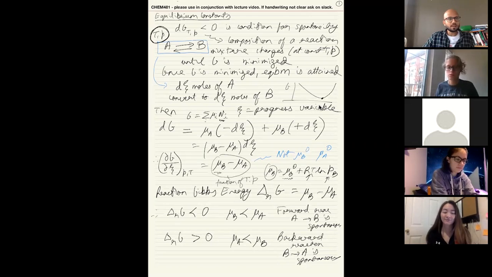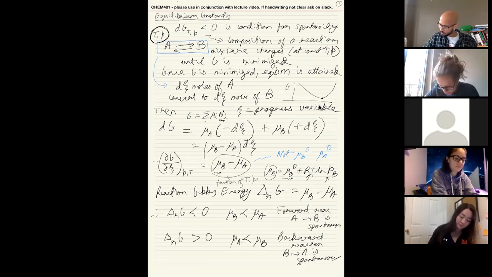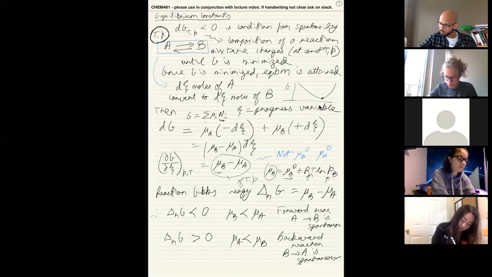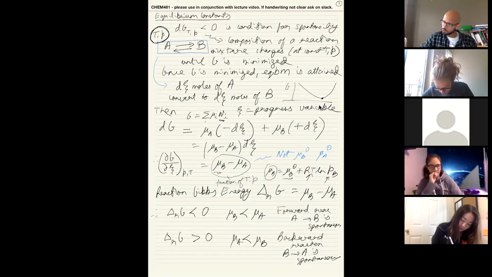So there is a question. Is delta G reaction automatically per mole? That's correct. It is the molar reaction free energy. So we have said here that this mu B minus mu A is a function of temperature and pressure. But what is this function? Let's try to quantify this.